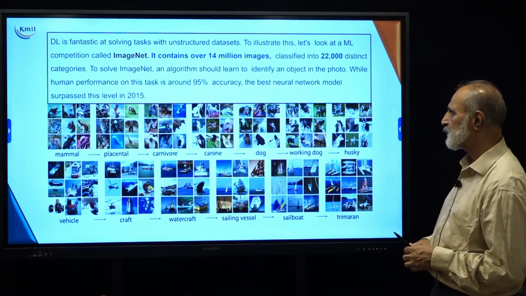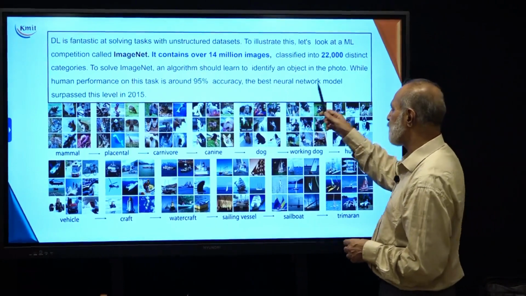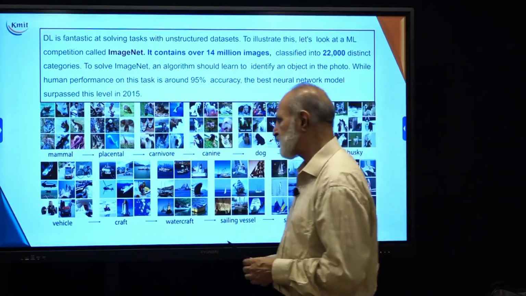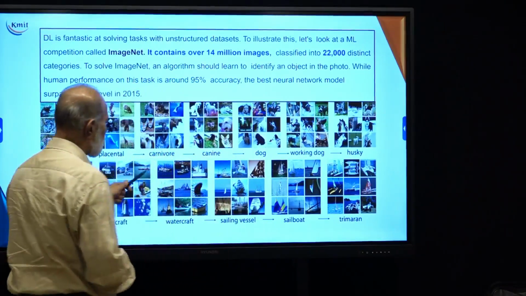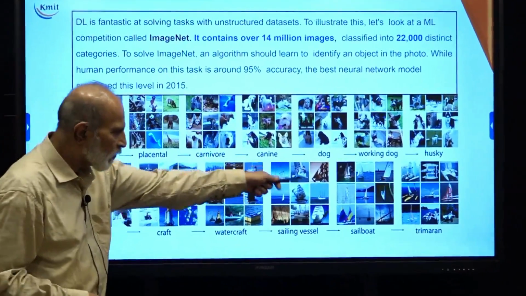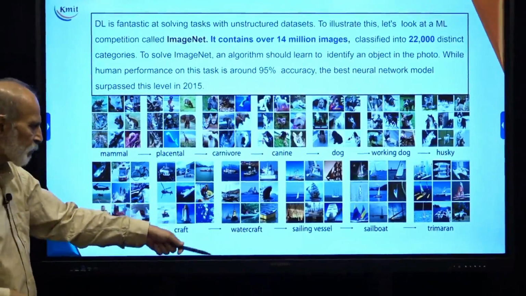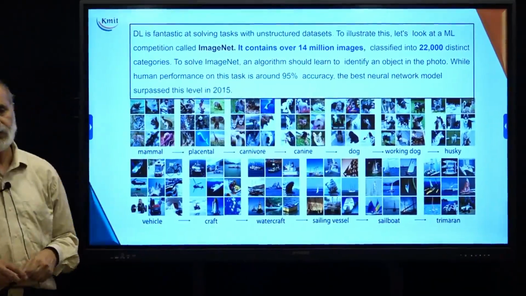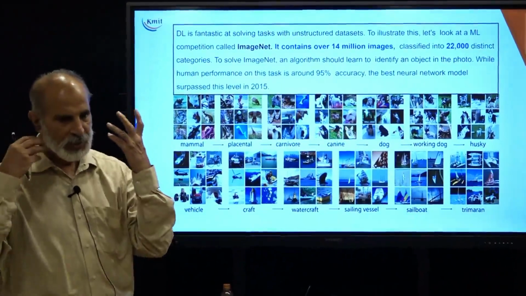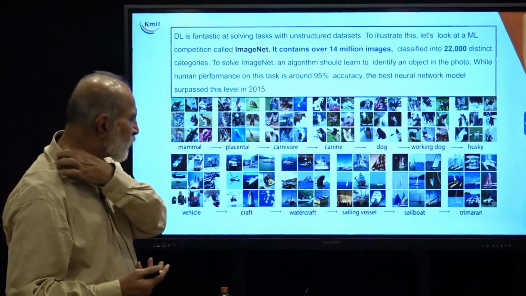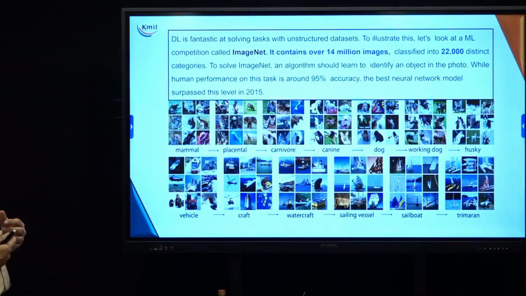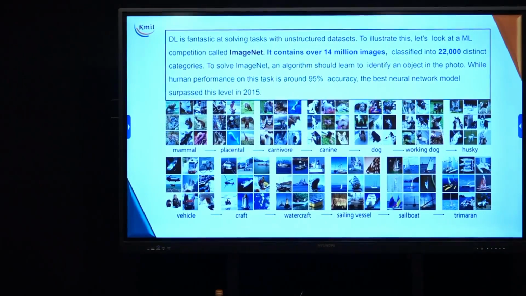categories. To solve ImageNet, the algorithm should learn to identify the object in the photograph. So you can see in the photograph I have classes like mammal, placental, carnivore, canine, dog, working dog, husky, and sailboat. Imagine if you have 22,000 classes, you will not be able to even recall 2,000, forget about 22,000 classes. But when it comes to a deep neural network, it can be solved.